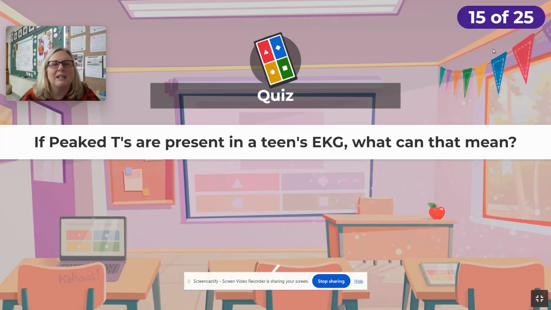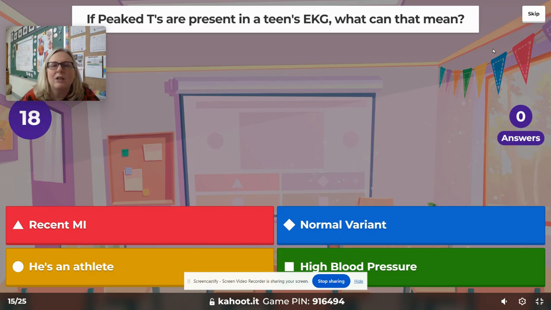Okay, if peaked T's are present in a teen's EKG, what can that mean? Teenager's EKG.